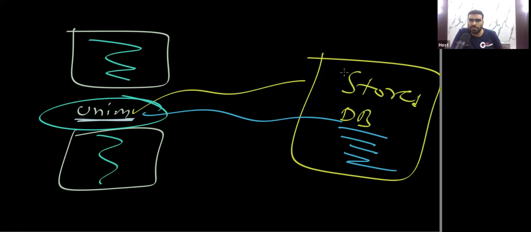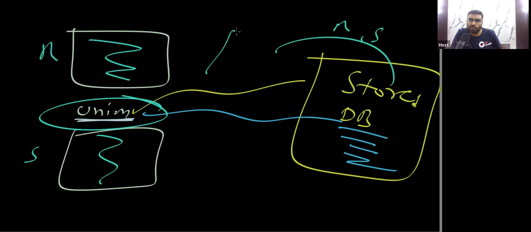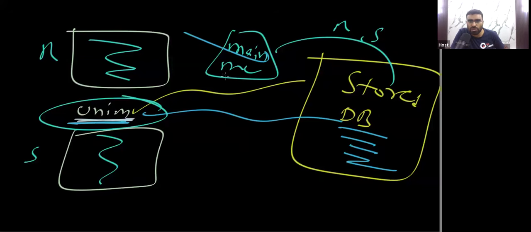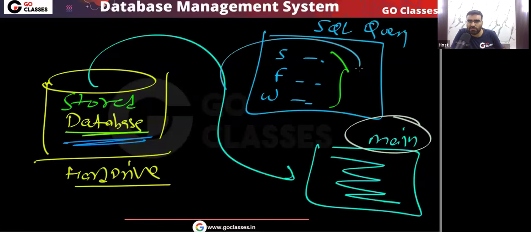For example, this is your table R, this is your table S. From the stored database, tables R and S will go into the main memory, and there the union will ignore the duplicates of R and S. So all the SQL retrieval queries that we study, SFW, select from where, do not change the stored database. They never change the stored database.